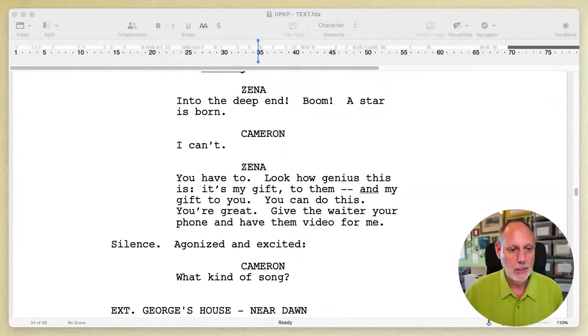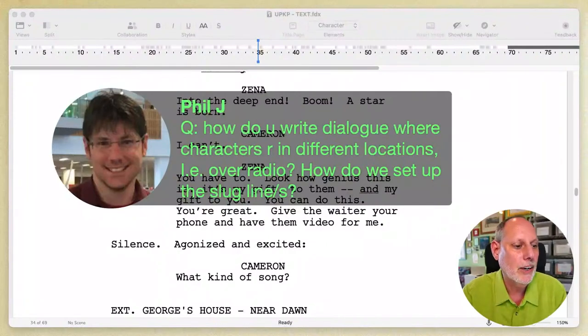Okay, let me do a couple other questions. How do you write dialogue where characters are in different locations, i.e. over radio? How do you set up the slug lines?